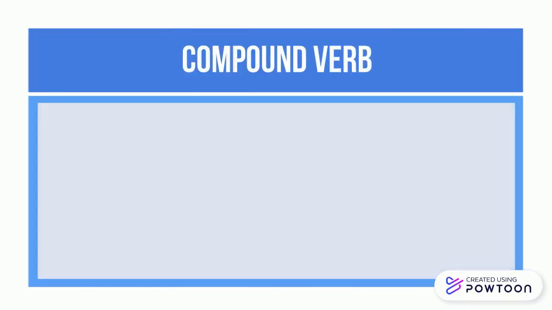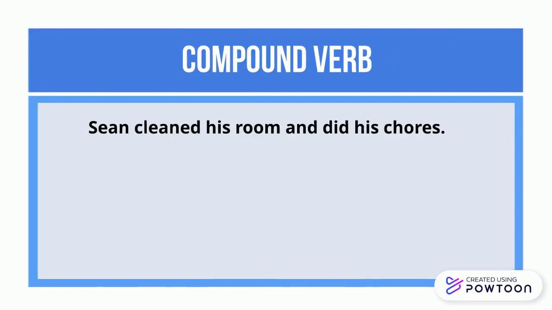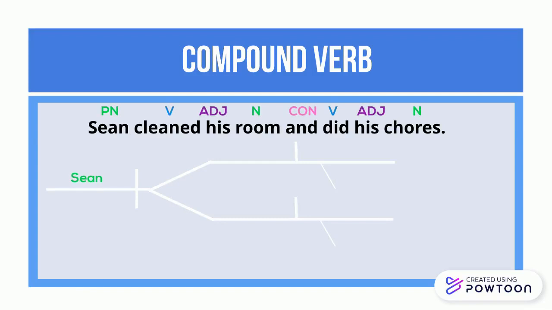Here is a second example for a compound verb. Sean cleaned his room and did his chores. Cleaned and did are connected by a dotted line with the conjunction and. It is branched out, but they each have their own direct object this time, so they do not branch back together. Cleaned room, did chores.